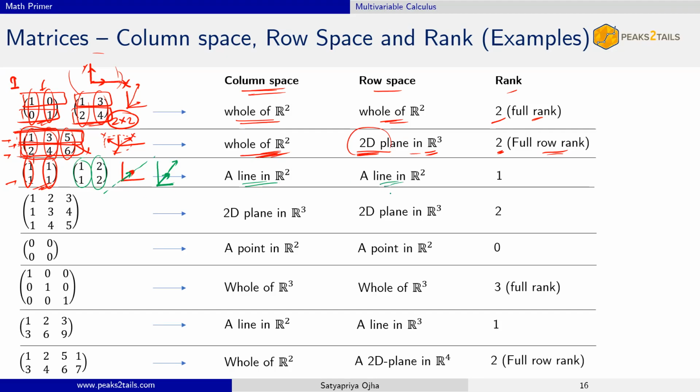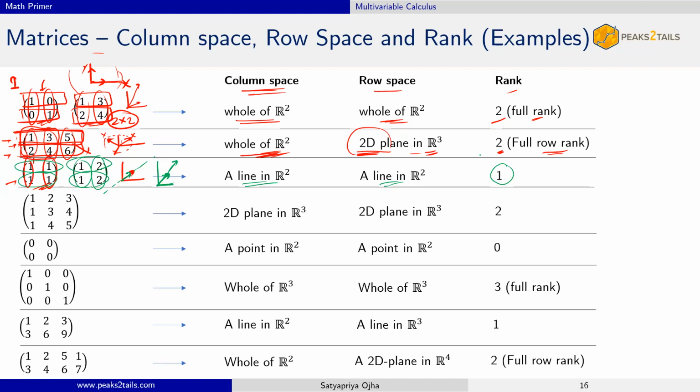Row space would also be a line in R square. If you see 1, 1, 1, 1, 1, 2, 1, 2. Again, a line in R square. Rank would be 1 because how many linearly independent vectors are there? Only one. So rank is 1.